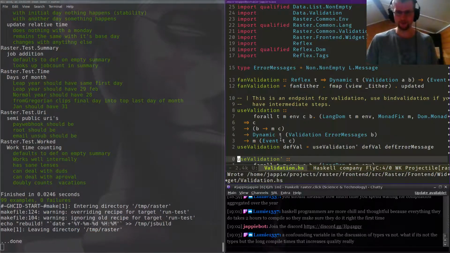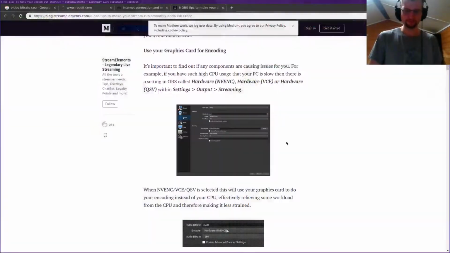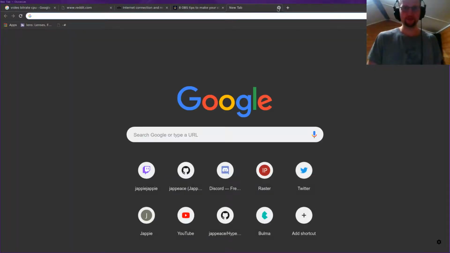A confounding variable. The discussion of types versus not. What if it's not the types? With a long compile, it increases the quality really. Yes. What do you say about my type then? Or my pie? The type checking in Python? Why would that exist?